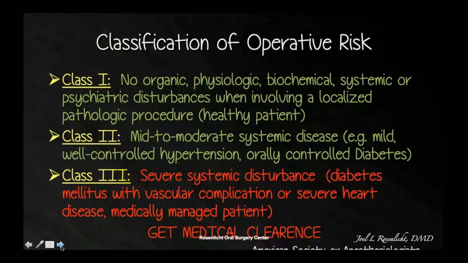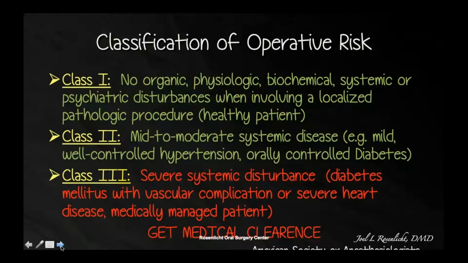The class two patient, well, then we're starting to have the moderate systemic disease, maybe a well-controlled hypertensive patient, an orally controlled diabetic patient, anybody who's controlled but does have some type of systemic disease would be that class 2 patient.